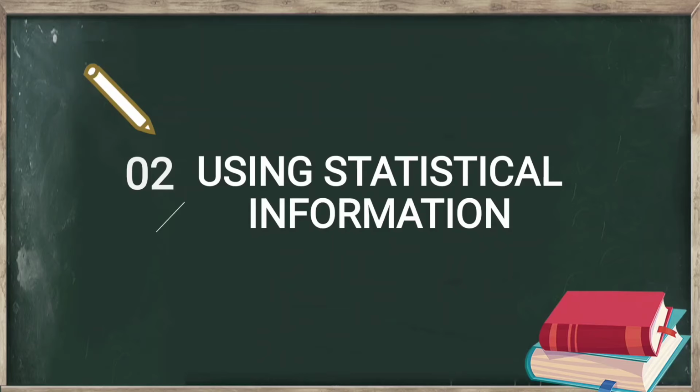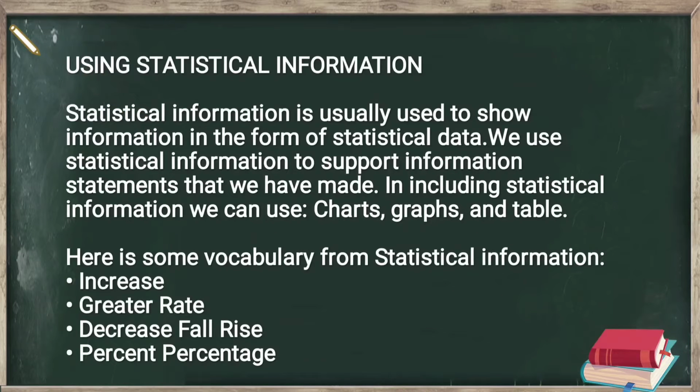The next is using statistical information. Statistical information is usually used to show information in the form of statistical data. We use statistical information to support the statements that we have made. To include statistical information, we can use a chart, graph, and table. Here is some vocabulary from statistical information: increase, greater, rate, decrease, fall, rise, percentage.